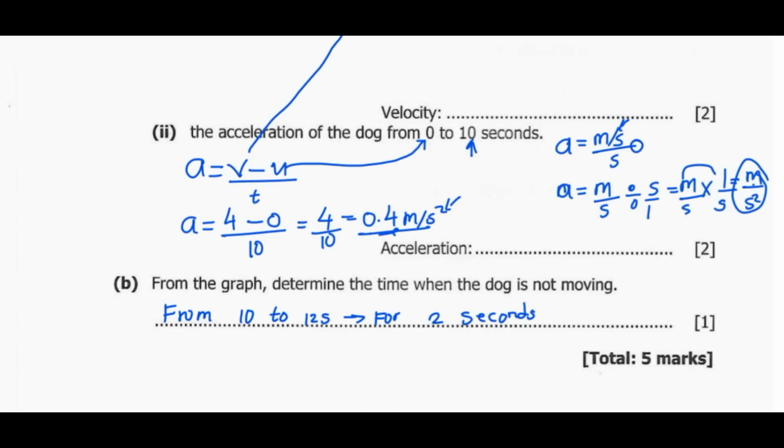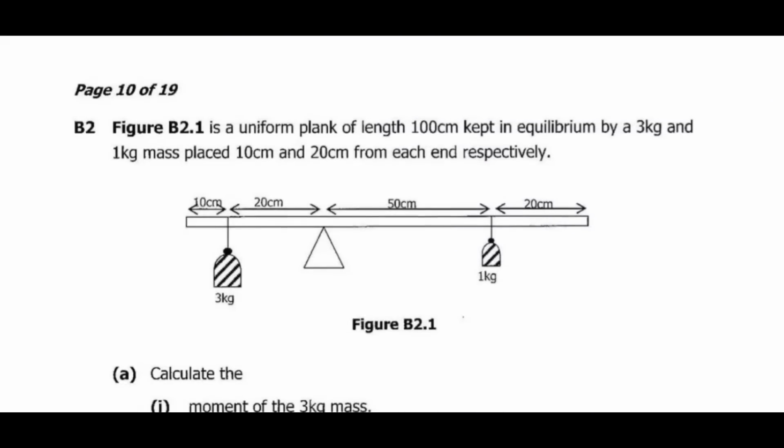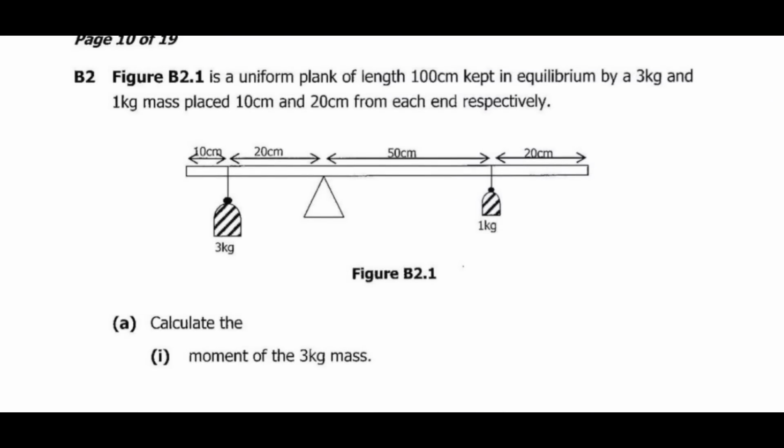Okay, now we can move on to question B2. Figure B2.1 is a uniform plank of length 100 centimeters kept in equilibrium. Whenever we have equilibrium, it means that whatever setup you are looking at is balancing. So the anti-clockwise moment is equal to the clockwise moment, by a 3 kg and 1 kg mass, placed 10 centimeters and 20 centimeters from each end respectively.